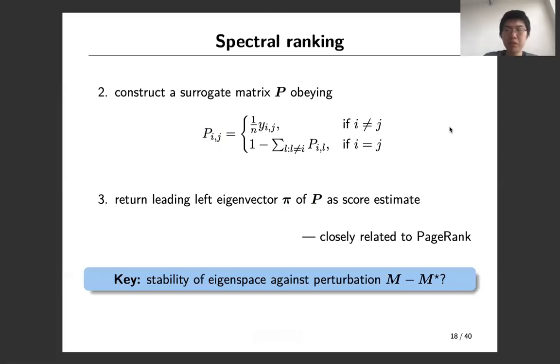Having applied this general recipe to at least three applications, we soon identified that the key to understanding the performance of the spectral method is to understand the stability of the eigenspace, or eigenvector, against perturbation. We want to say something like the following: if M is quite close to M star, so the surrogate matrix is quite close to the key matrix we construct, then their eigenvectors are also quite close. That's the key to understanding the statistical performance of the spectral method.